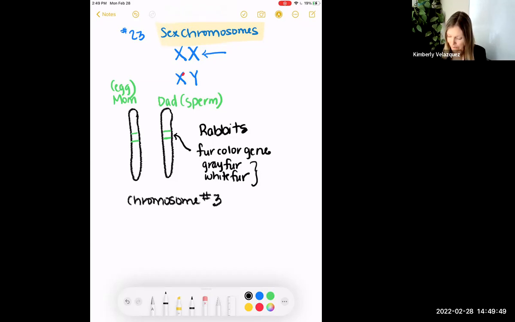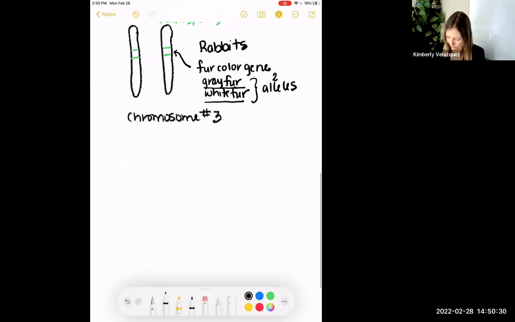Those, remember, are called alleles, different versions of the same gene. This rabbit might have inherited gray from mom and gray from dad. Or maybe they inherited white from mom and white from dad. Or maybe they inherited one of each, gray from one parent and white from the other. Those are the possibilities. If these are the only two versions of this gene, in other words, if there are only two alleles for this trait, then they either got two the same or one of each. And there are some important terms associated with that. So let's draw out those three possibilities.